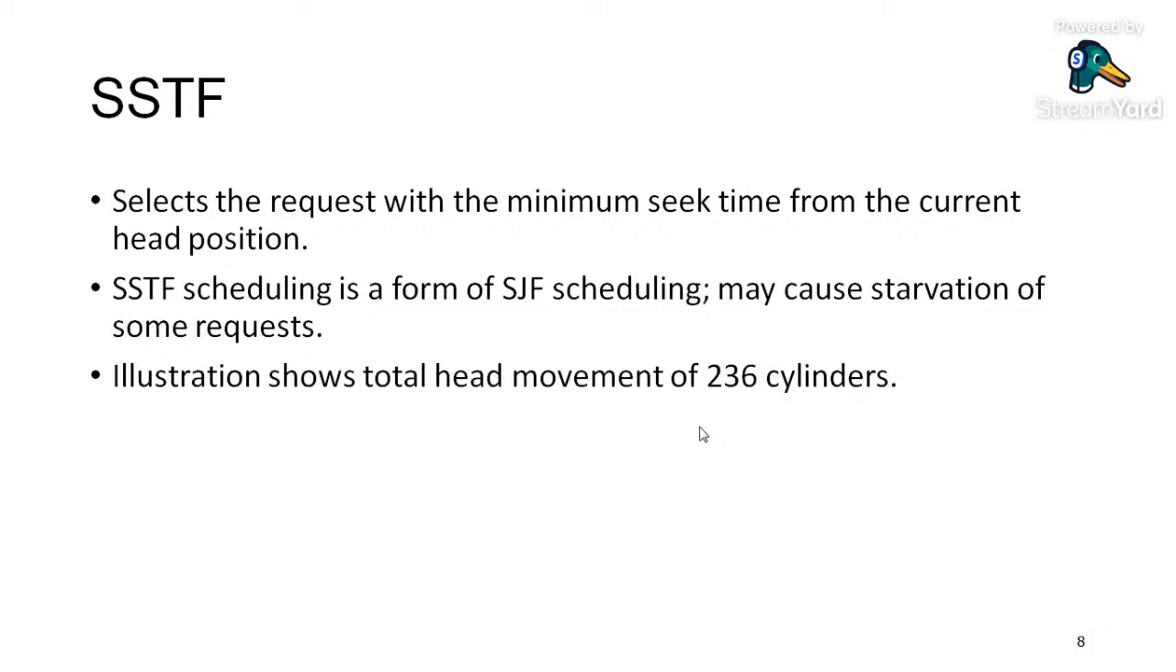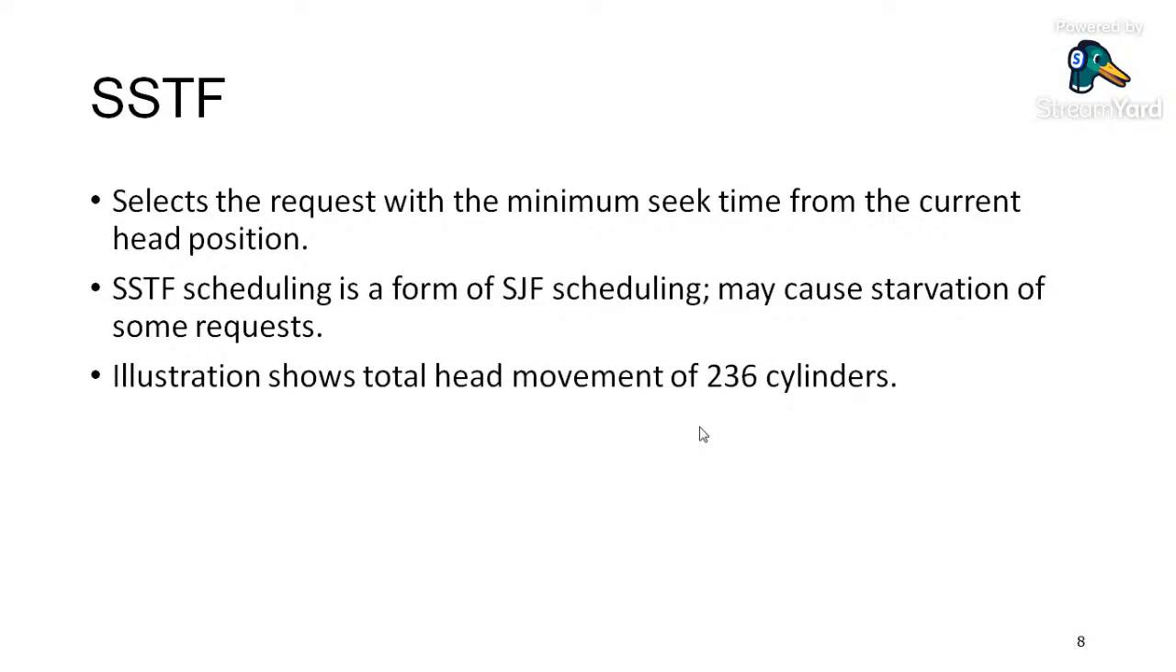Means before proceeding, maybe towards the left or maybe towards the right direction in the disk, it has to calculate the minimum seek time. So see the difference between the first algorithm and this one. In the first one, we never calculate the seek time, which one is maximum, which one is minimum. The request which enters the system first, we serve it. But in case of shortest seek time first, from the head position, we need to calculate the minimum seek time, the minimum distance, before proceeding to serve the request. So select the request with the minimum seek time from the current head position.